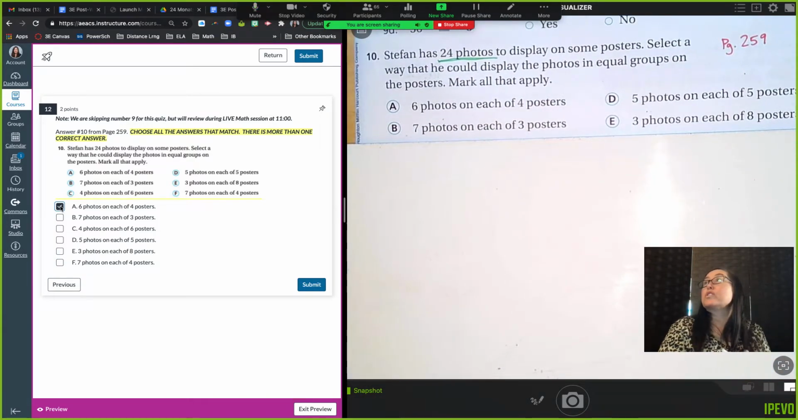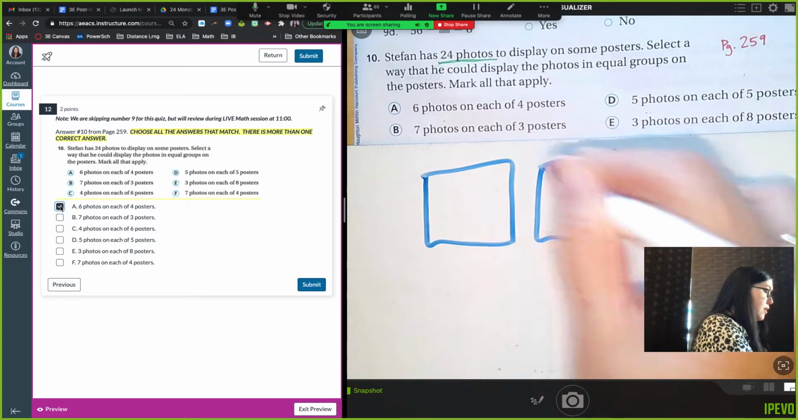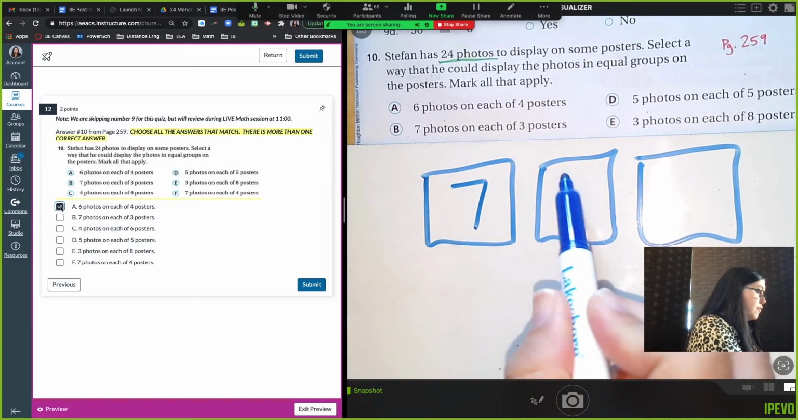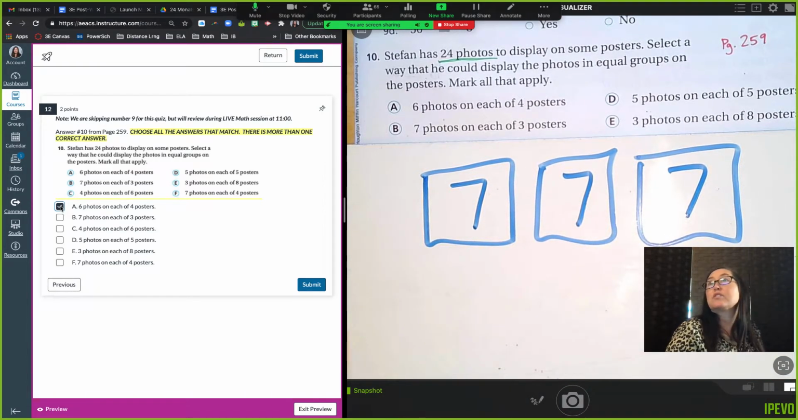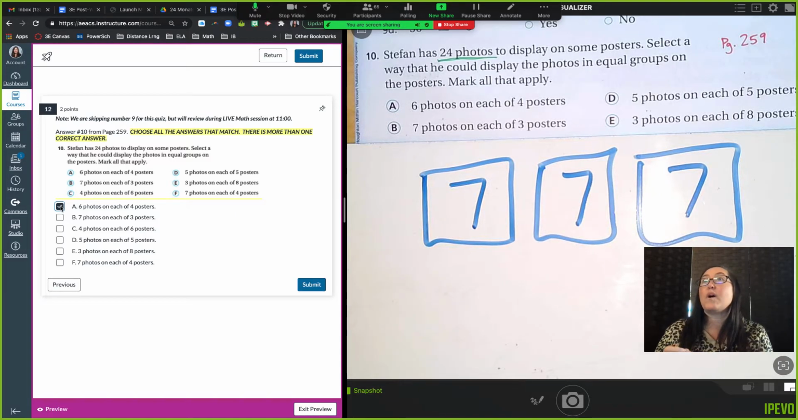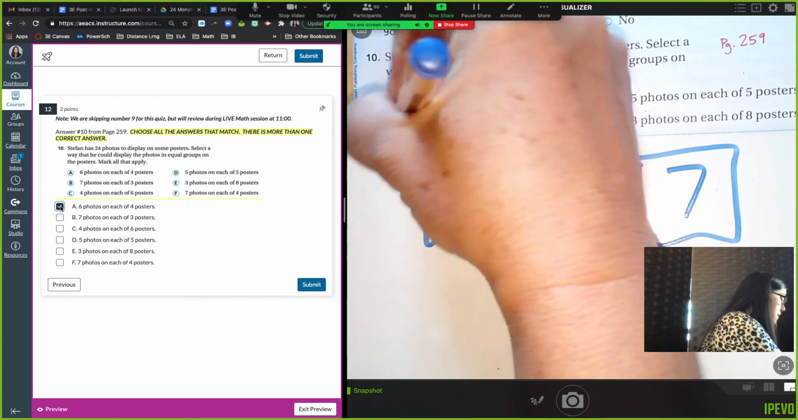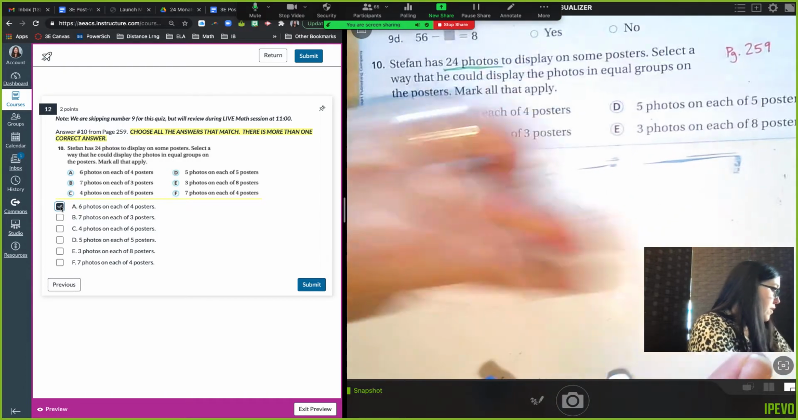So we're going to go through each option, A, B, C, D, E, and F, to see if it totals 24. Now, if he had 7 photos on each of 3 posters, here's his 3 posters, right? 7, 14, 21. That only gets me to 21 photos, but he has 24 photos. So A worked, but B did not. So B is not working. It doesn't get him 24 photos.